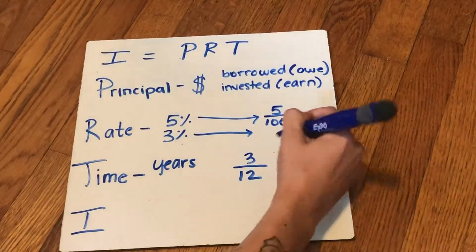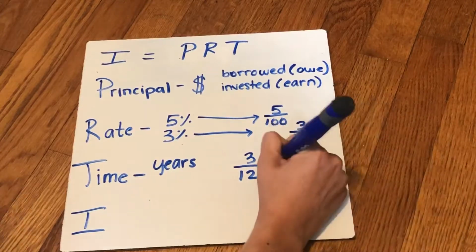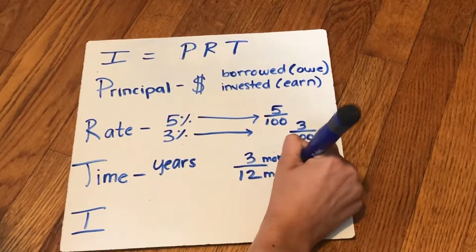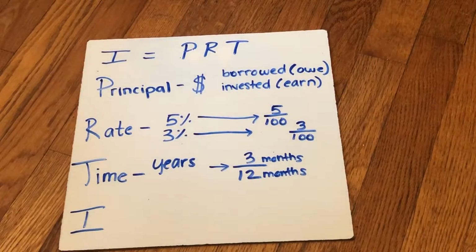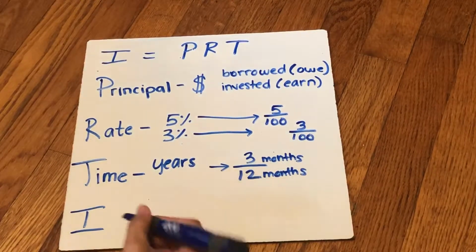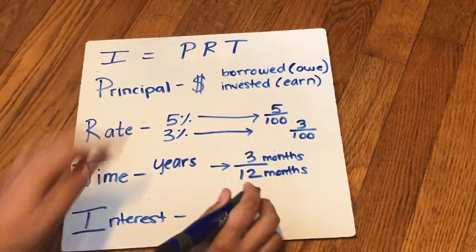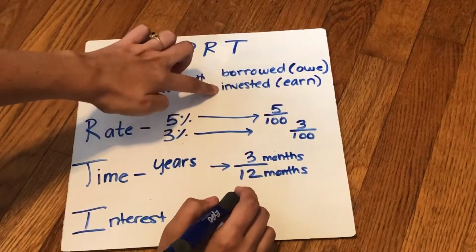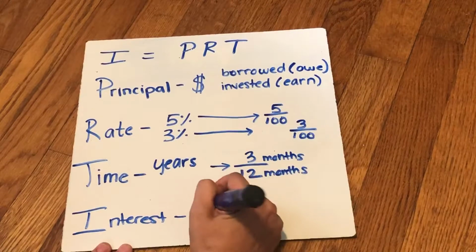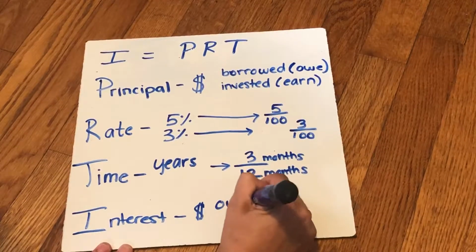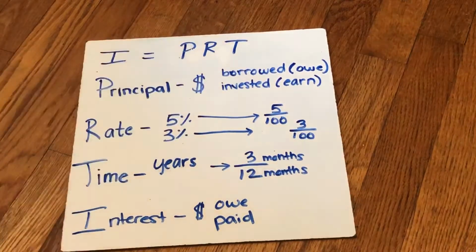So remember, if it's months, you need to put 3 over 12. If it's years, you're just gonna put that number. And finally, interest, that's the amount of money that you get paid if you're investing, that you earn if you're investing, or the amount of money that you owe. So this is the money you owe or are paid based on if you're borrowing or investing.